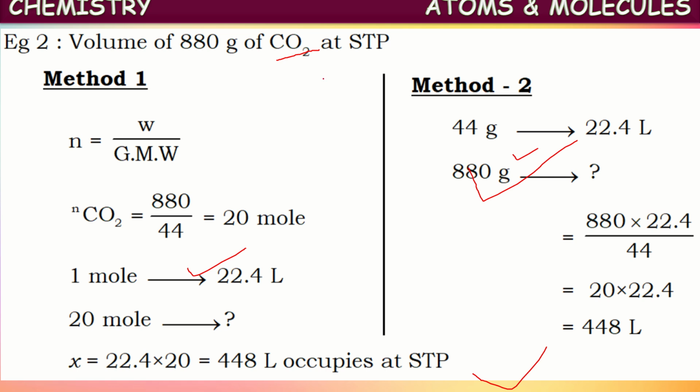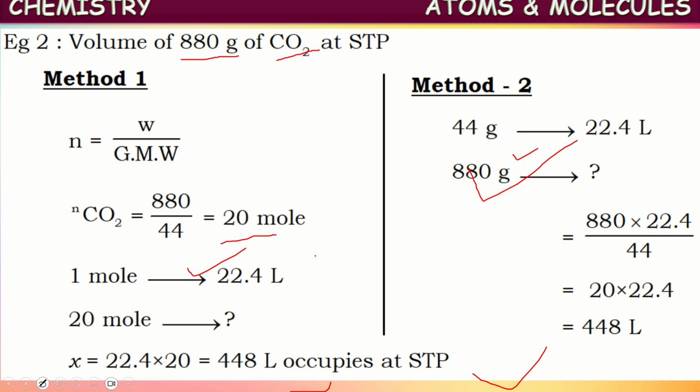Now 1 mole contains 22.4 liters, but in the sample, 880 grams is nothing but how many moles? 20 moles. So 1 mole occupies 22.4 liters, 20 moles occupies how much? X. So X is equal to 22.4 into 20, 448 liters. That means if you take 880 grams of carbon dioxide, it occupies 448 liters of volume at STP. Simple here. Whatever the grams are, first of all we need to convert into moles.